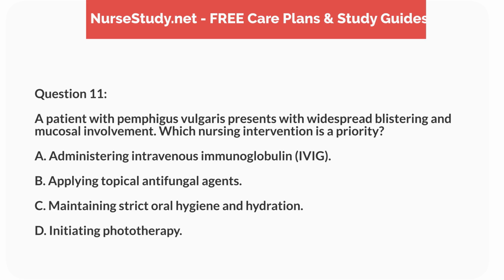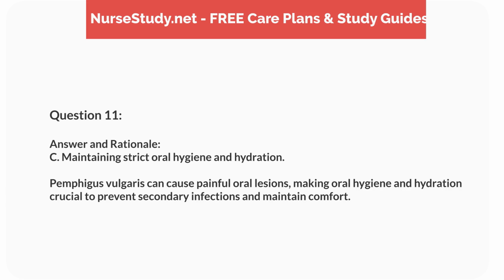Question 11. A patient with pemphigus vulgaris presents with widespread blistering and mucosal involvement. Which nursing intervention is a priority? A. Administering intravenous immunoglobulin, IVIG. B. Applying topical antifungal agents. C. Maintaining strict oral hygiene and hydration. D. Initiating phototherapy.